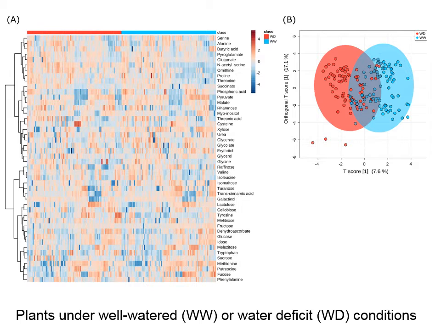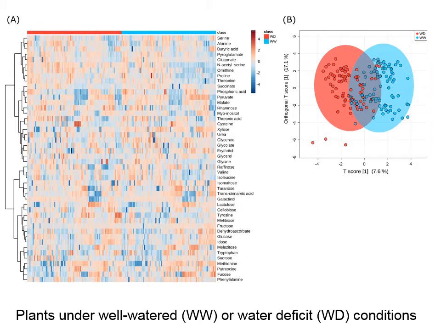Take a look at the first component. These samples are not clearly, but they are separated by the first component of the x axis. Imagine a line from 0 splitting the water deficit samples to the left and the well watered samples to the right. I think it's kind of clear that you have a separation of this information.